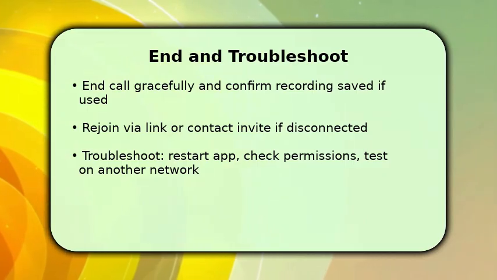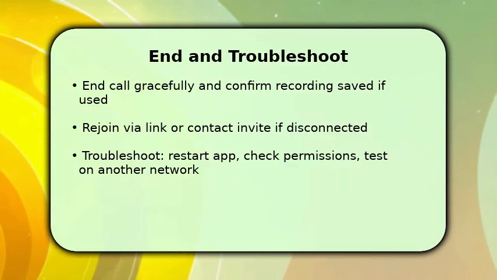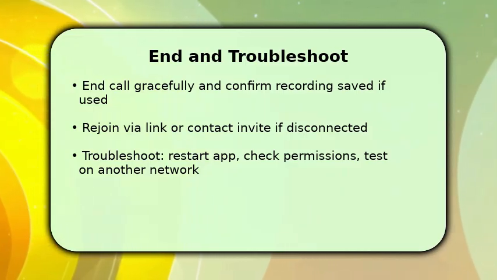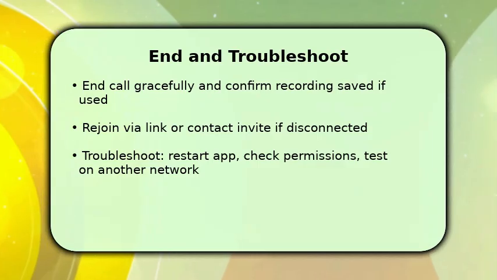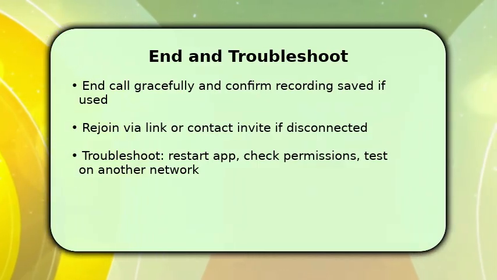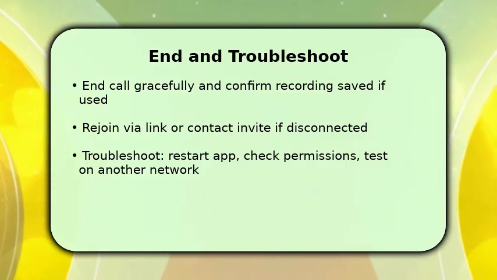If audio or video fails, restart the app, recheck camera and mic permissions, and try another network. Mobile hotspot or wired Ethernet often resolves persistent problems. One reliable tip: rebooting the device clears locked resources and usually restores normal call behavior.